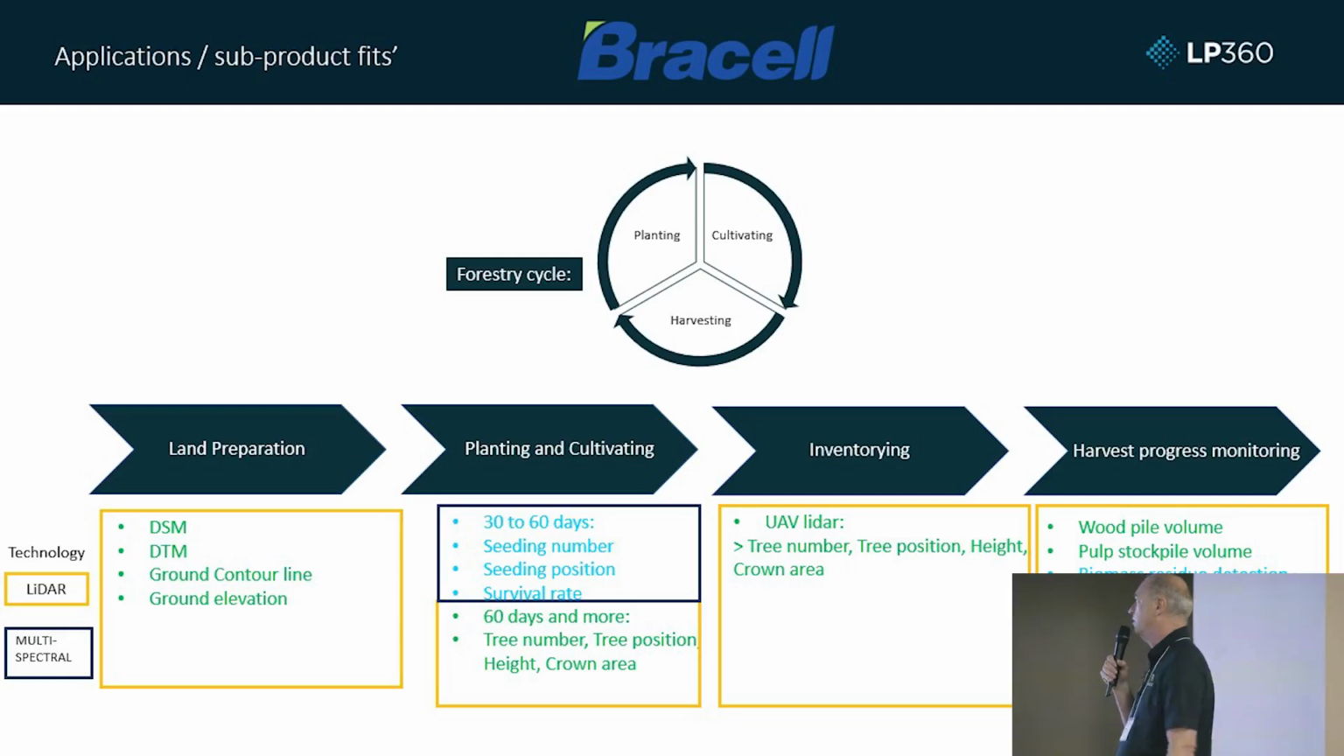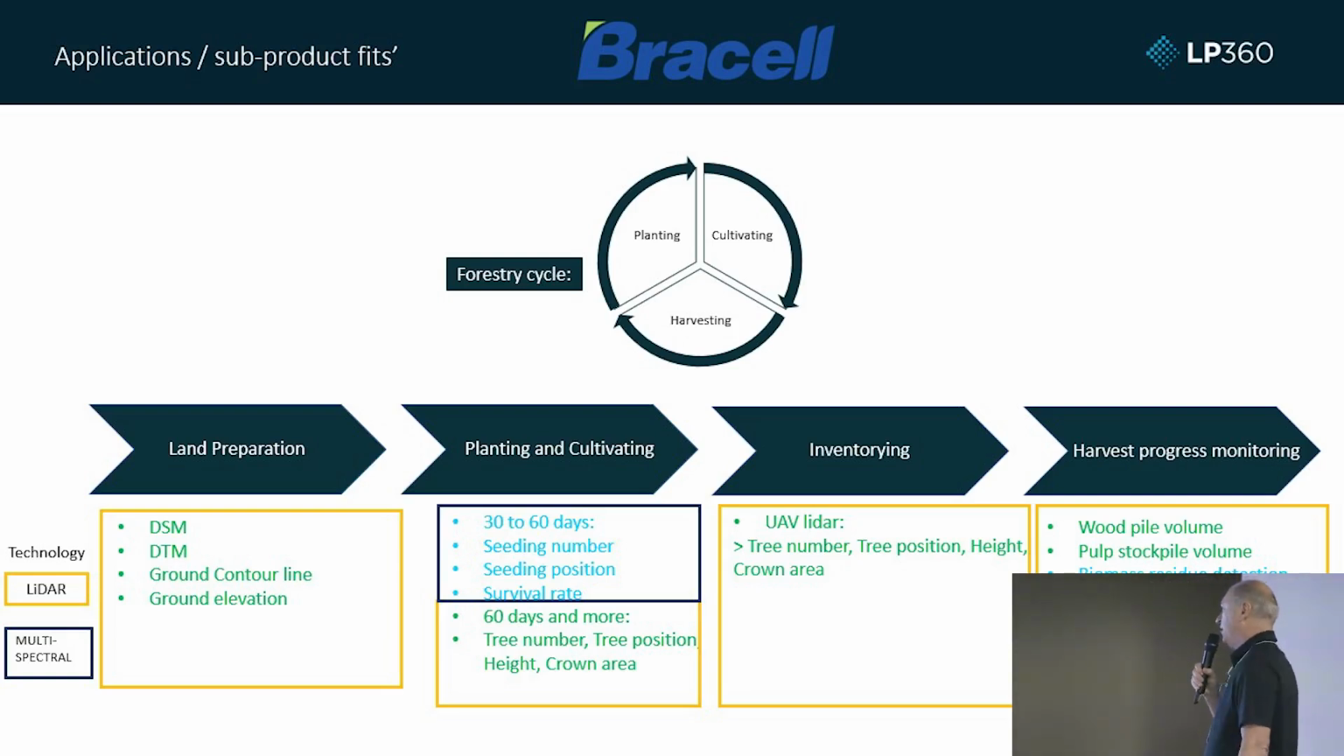First one is basically the planting, right? So we have the planting first. Actually, the first one is the land preparation. So they are also using LiDAR for land preparation. I'm going to show you the next slides. And then, of course, cultivating and harvesting. So all these steps, they are somehow using the LiDAR solution for it right now.